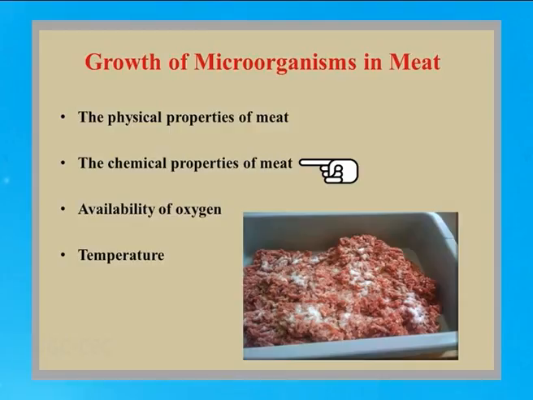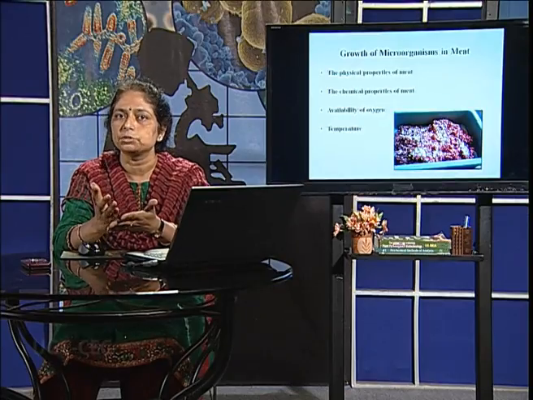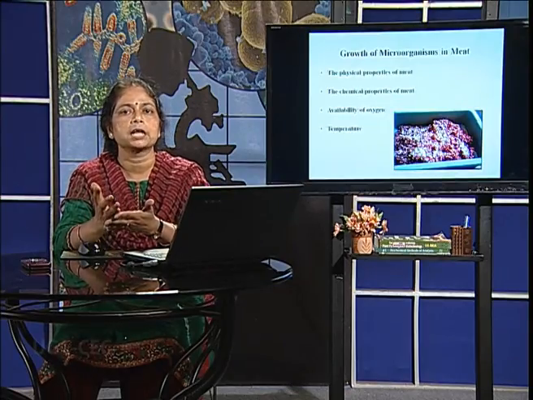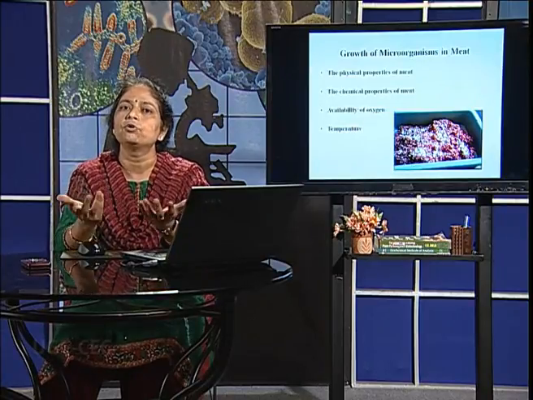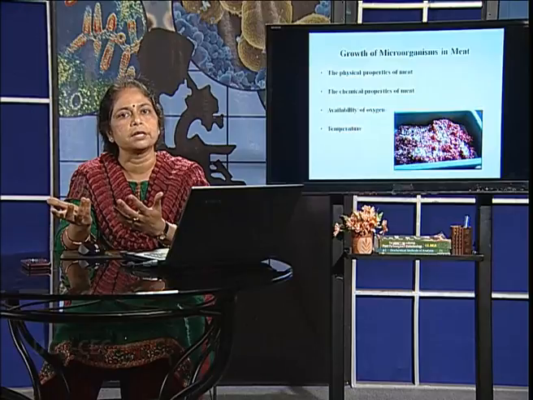The second most important factor is the chemical property, that means the composition of the meat. Now, meat comes from different sources. It may be poultry, that means chicken. It can be beef, it can be goat. So the composition of meat varies and therefore the growth of microorganisms also varies.